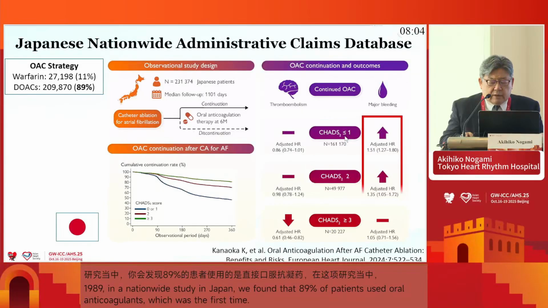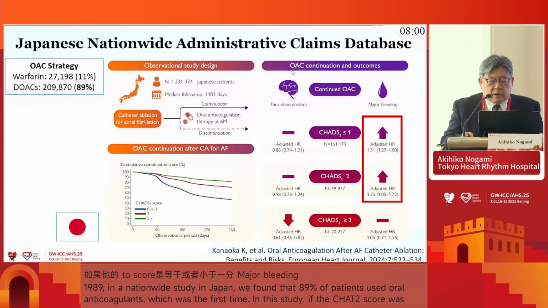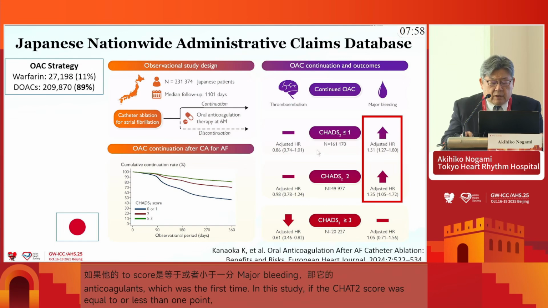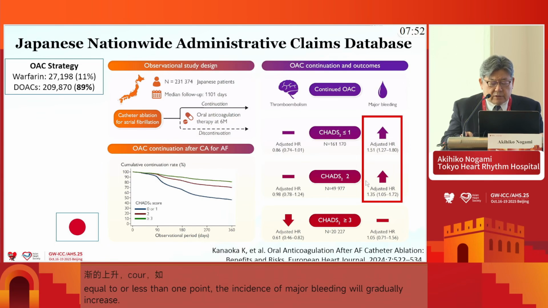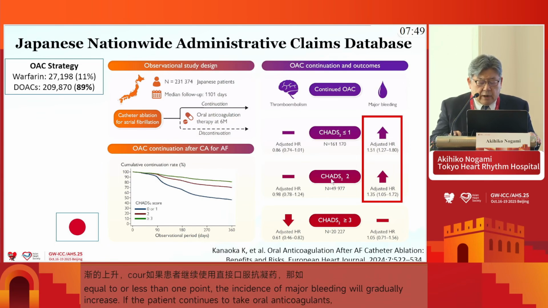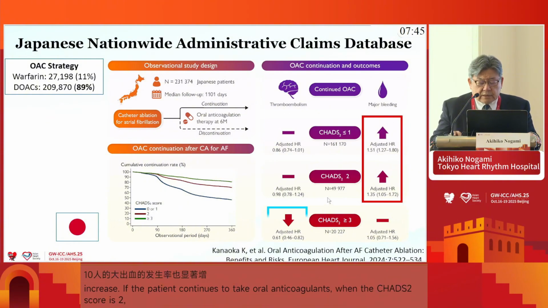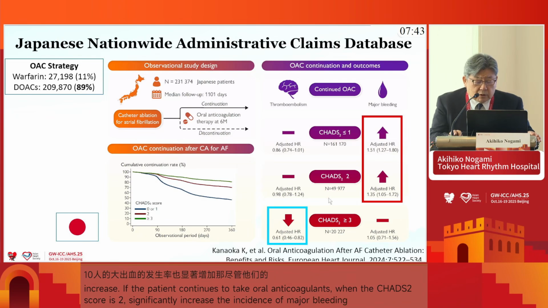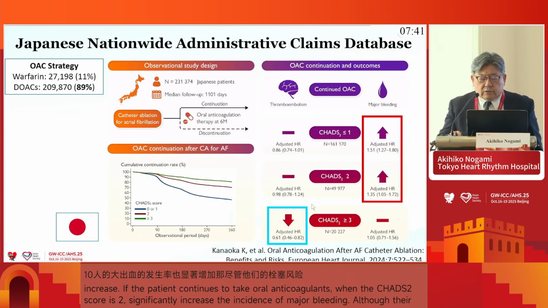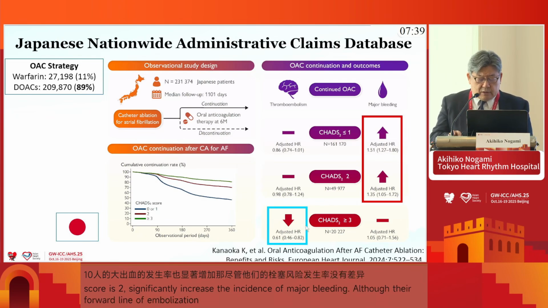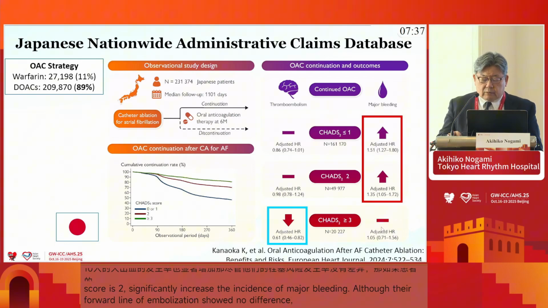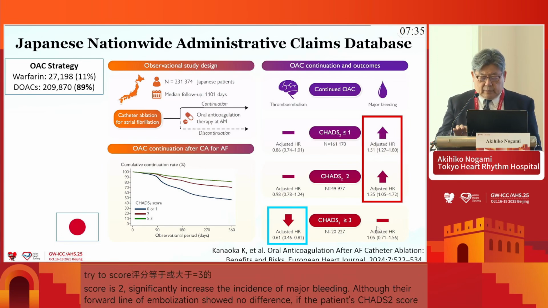In CHADS2 score 0 to 1, the incidence of major bleeding increased if the OAC was continued. Also, in CHADS2 score 2, the incidence of major bleeding increased significantly, while there was no difference in thromboembolism. If the patient has a CHADS2 score equal to or greater than 3, the thromboembolism risk decreased without an increment of major bleeding.